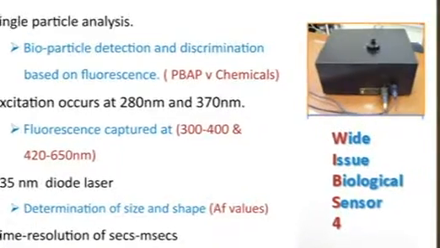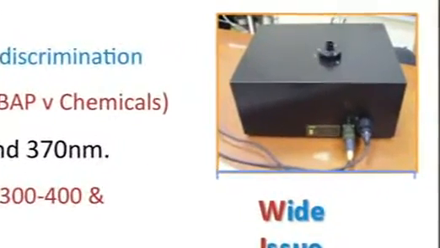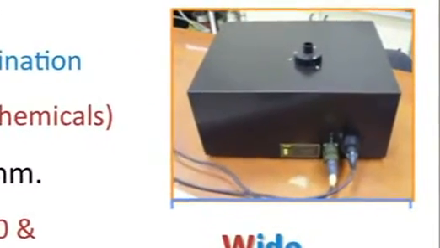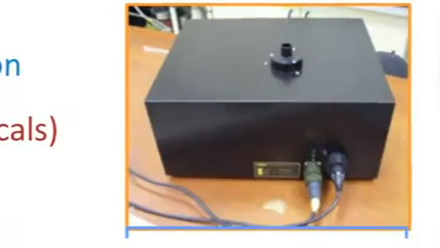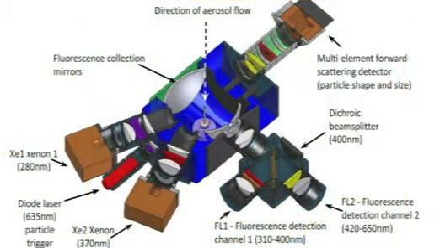The WIBS-4 uses fluorescence to determine the difference between biological particles and other chemical species present in the ambient environment. It does so through the use of 2 xenon flash lamps, tuned to 280 and 370 nanometers, which are the excitation maxima for tryptophan and NADH. Should a particle show fluorescence, it is deemed to be biological.